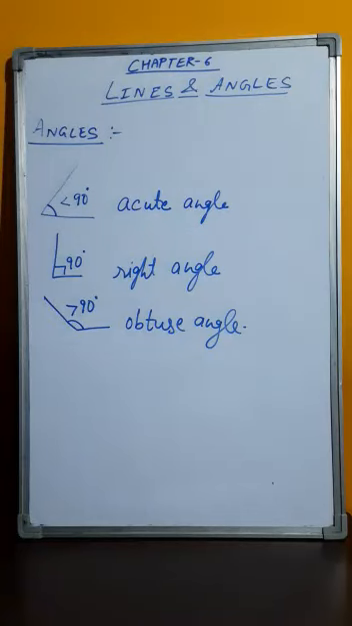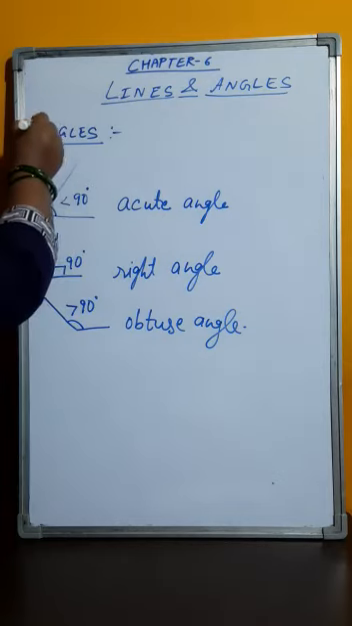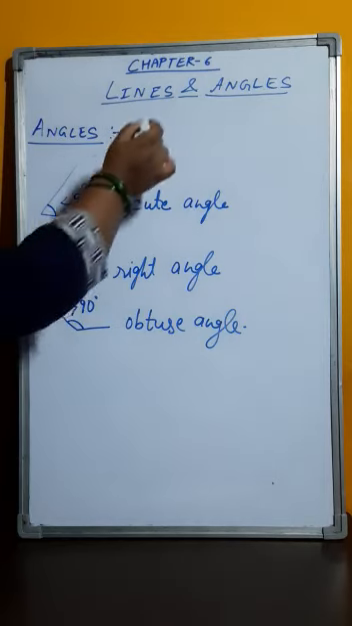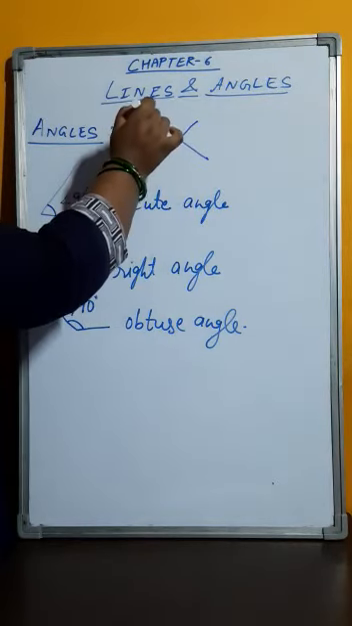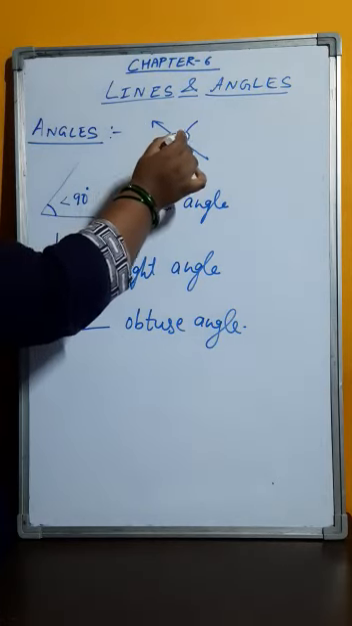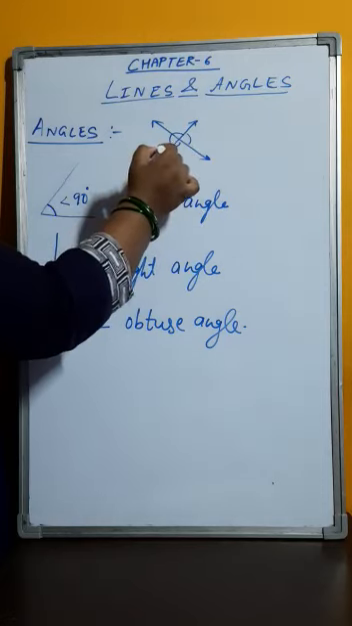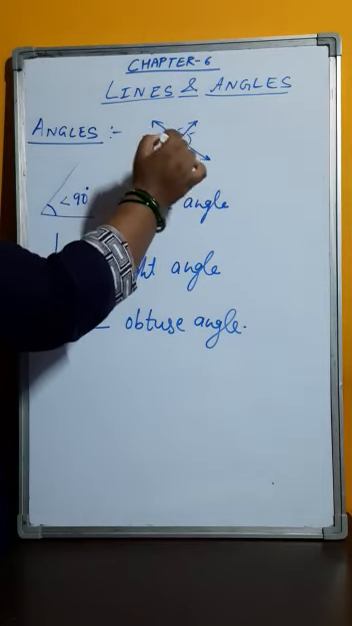You have completed Heron's formula. Today we are going to start chapter 6, lines and angles. First we will see what are angles. Whenever two lines, two rays, or two line segments intersect, angles are formed. You can see these two lines intersected and four angles are formed.